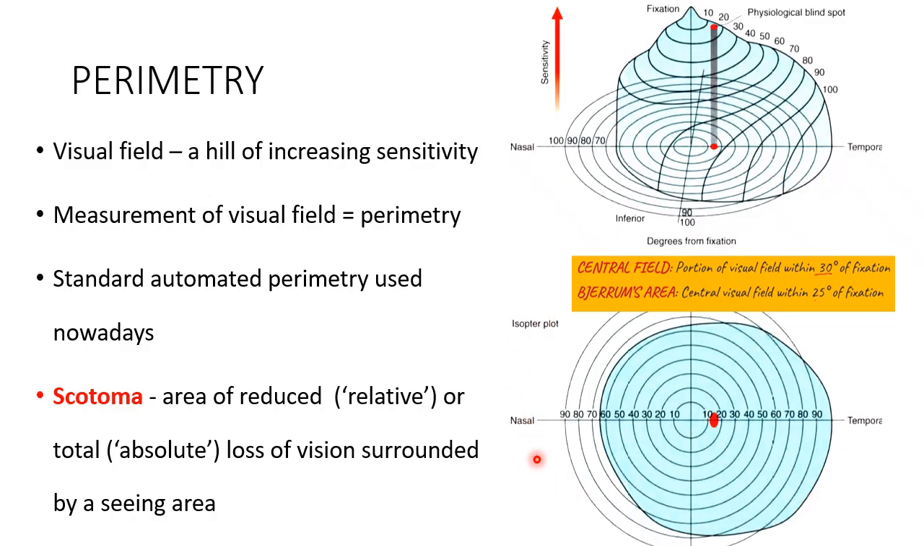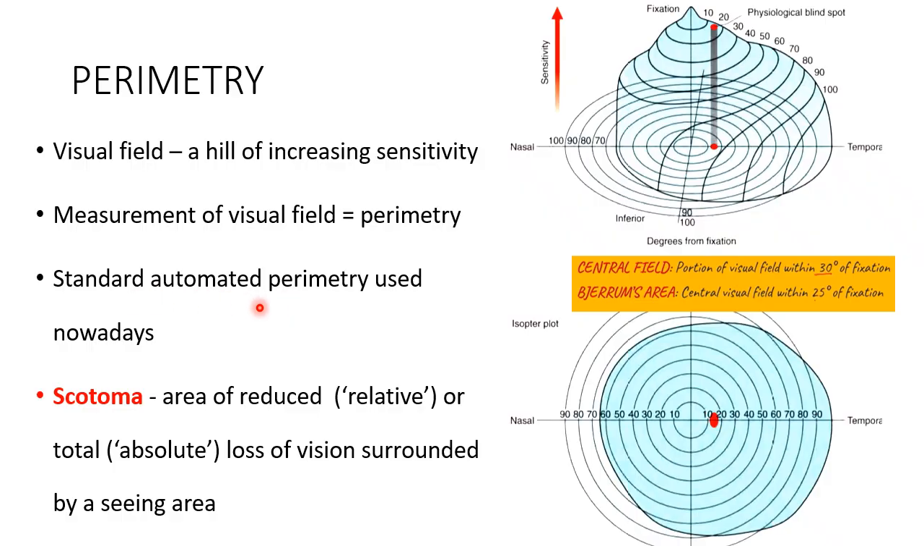Whereas nasally, it is limited by the nasal bone or the nose, and superiorly, it is limited by the brow. Inferiorly, it is somewhat in between. So this is what, when you plot, the bluish part is the actual visual field of a normal person, right? With the maximum field being temporally, because there is no bony obstacle there. So measurement of the visual field is known as perimetry.